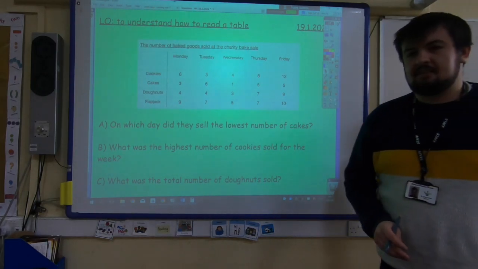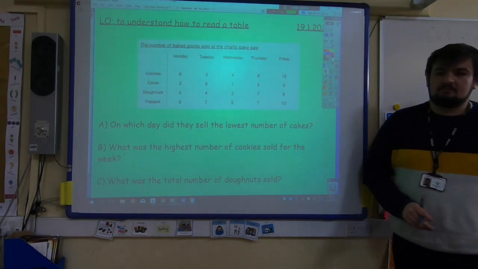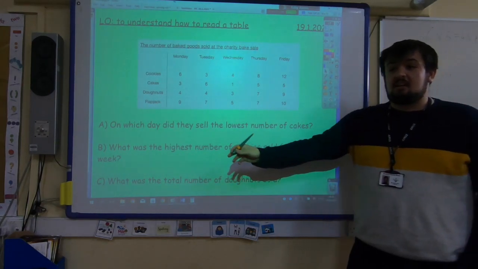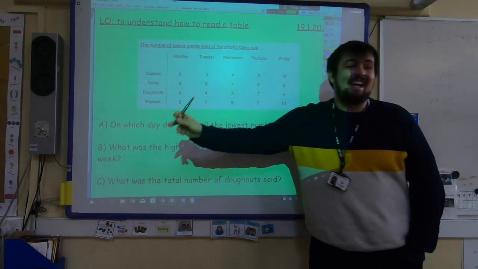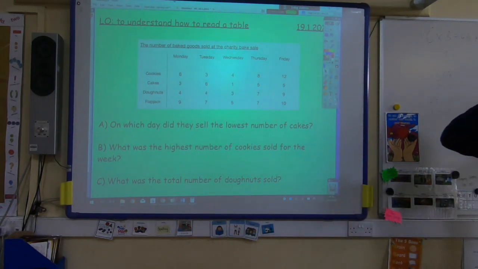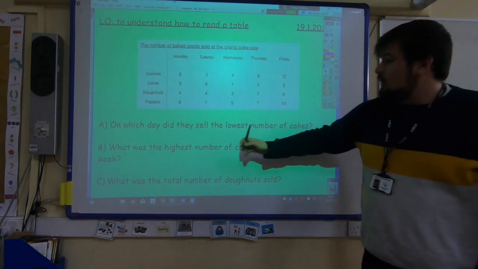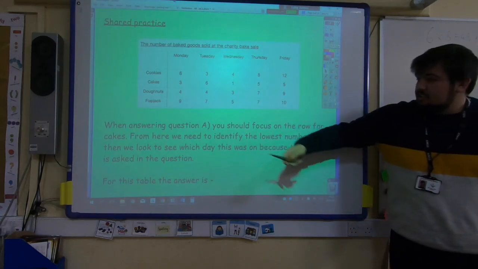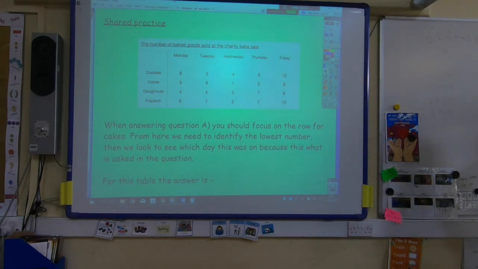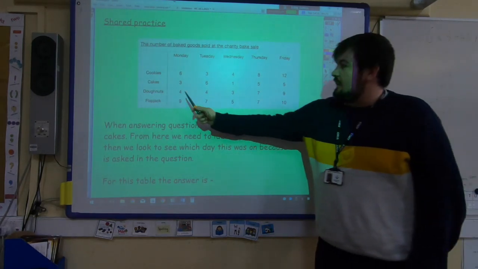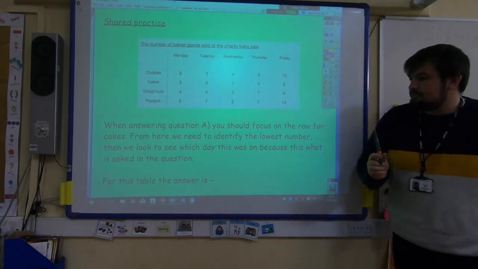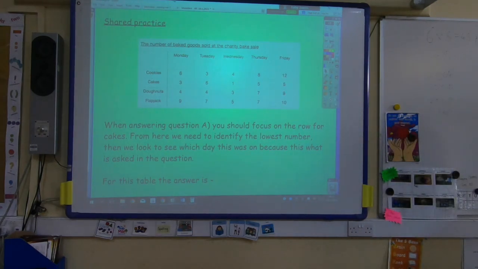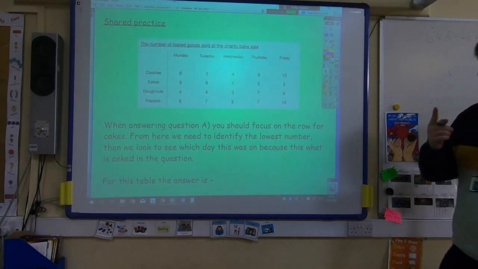Daisy? It's asking for one of the days that they sold. Wonderful, yeah. It's asking us for a day, because it says at the start, isn't it? There's our clue. On which day? So it's asking for a day as the answer. On which day did they sell the lowest number of cakes? Well, when answering question A, you should focus on the row for cakes, because that's the one we're looking at. So this row along here. From here, we need to identify the lowest number. What's the lowest number in that row? Maylee? 1. Wonderful.